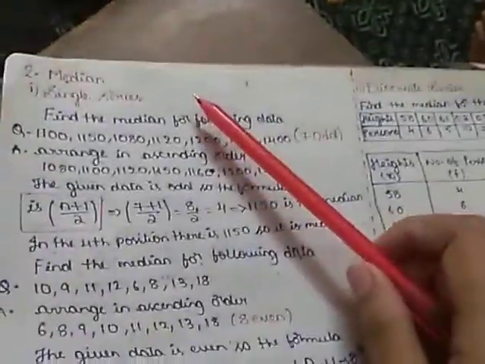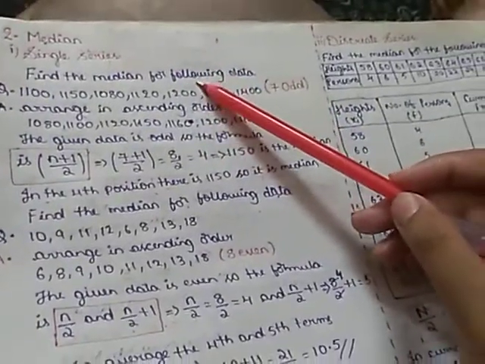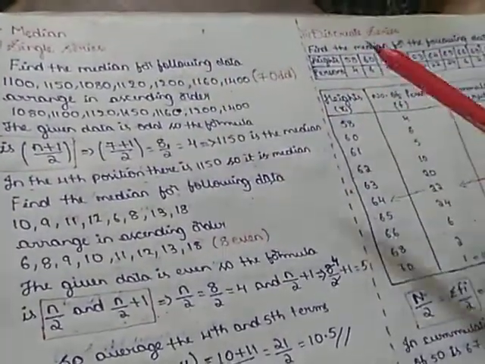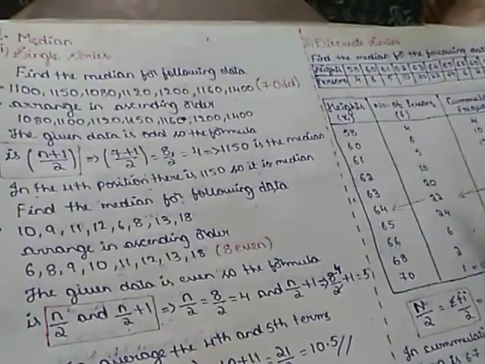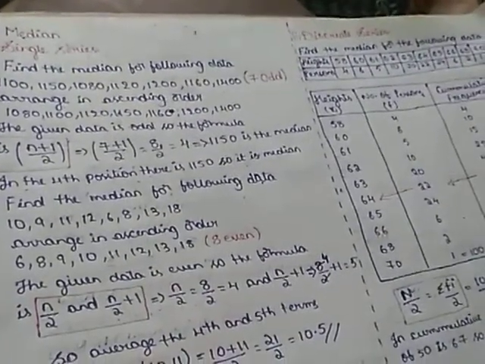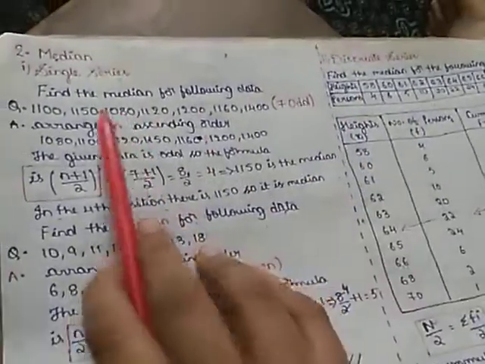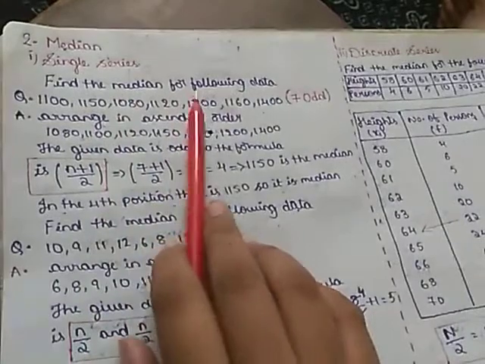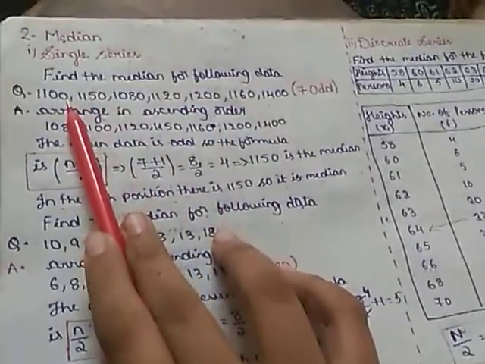So this is median. To find the median, there will be three series: single series, discrete series and continuous series. The question will be asked like, find the median for the single series, find the median for the discrete series, find the median for the continuous series. So here in this question, find the median for the following data. See, this is the question.